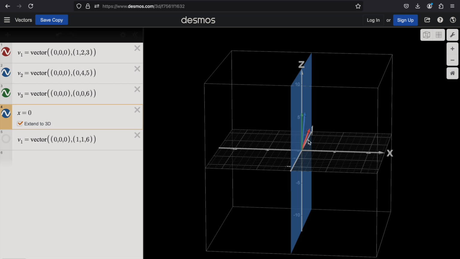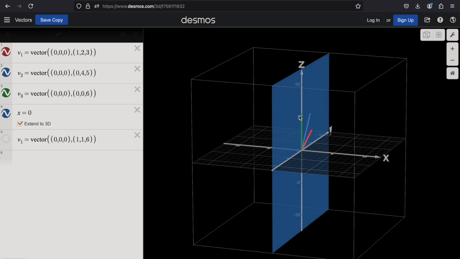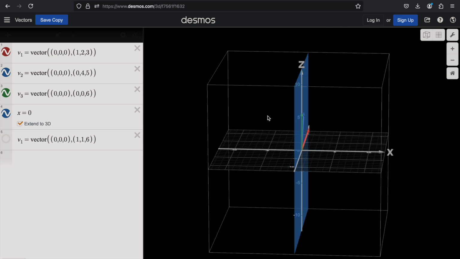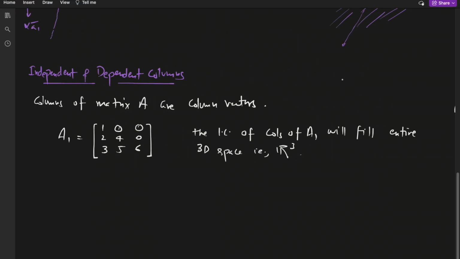All right. So that's why you take the linear combination of the second and third column vector, you get some vector, and then if you take the linear combination of that resultant vector with the first column vector, you will get outside this plane, and that's how these three vectors combined are filling this entire 3D space R cube, right?